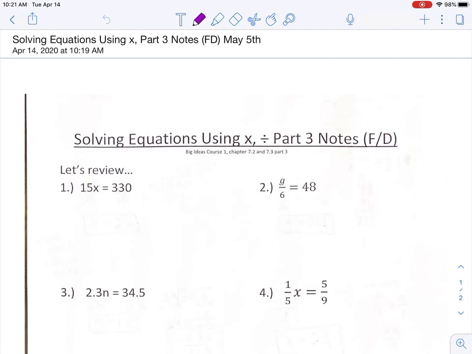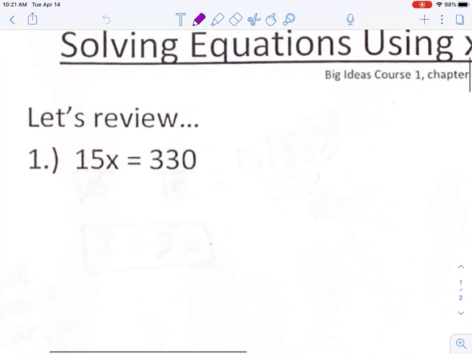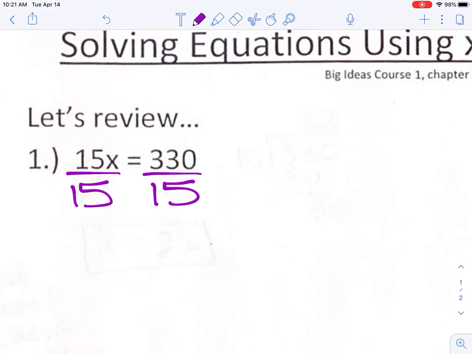Hello guys, today we are going to continue solving one-step equations, but we are going to use multiplication and division this week. Okay, so the first one to review says 15 times some number is 330. Obviously a number next to a letter means multiplication, and the inverse or the opposite of multiplication is division. So we're going to divide this side by 15 to get the variable by itself.